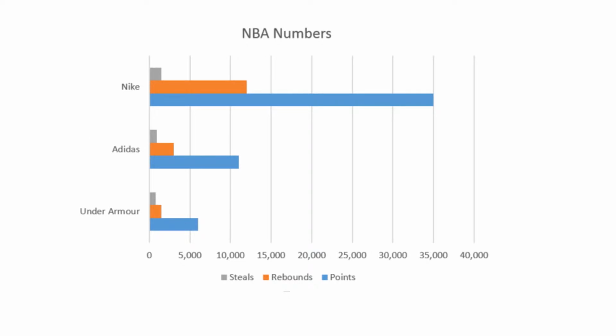So let's take a look at the features of the graph that are important. It has a title. The bars are clearly labeled. The axis is labeled, and there is a legend. So these are the four things that I'll be looking for when you submit your own bar graph for the project. Now let's take a step back and take a look at what this graph is telling us.